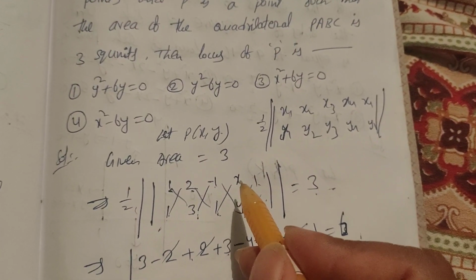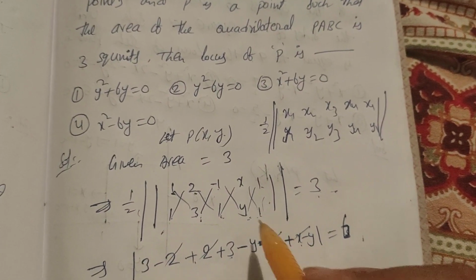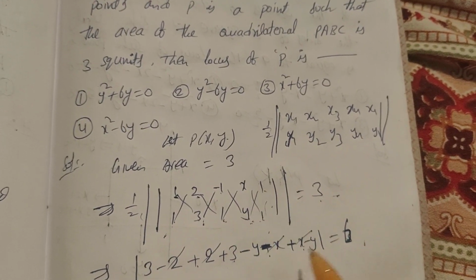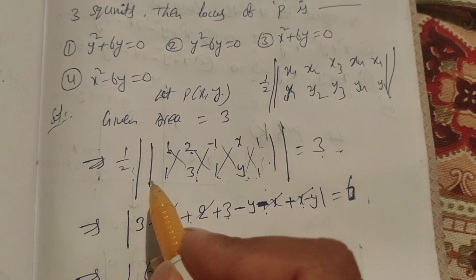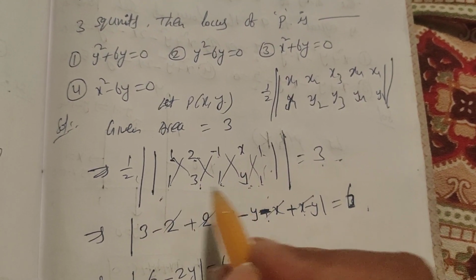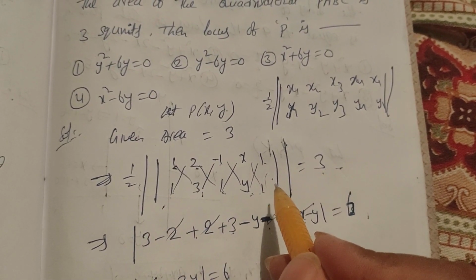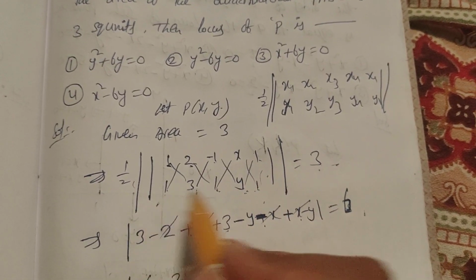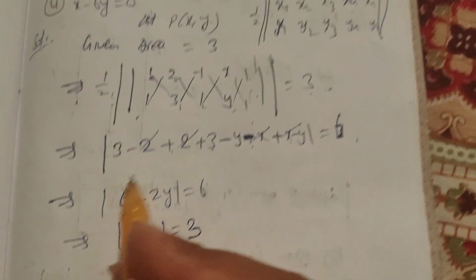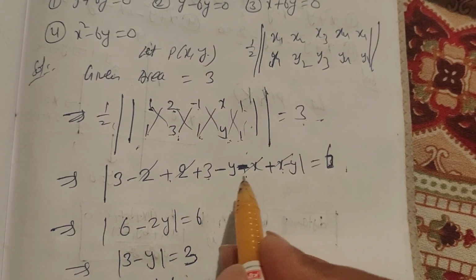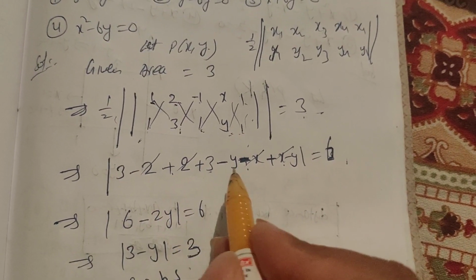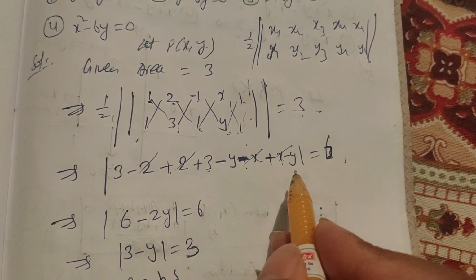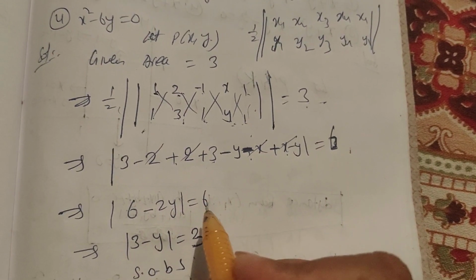Already we know about this one. Next, x into 1, first multiplication, and y into 1, minus y, is equal to this. Transposing 2 to this side, you get 6. So after expanding this form, don't write these lines again. This is the modulus, this is the determinant, you remember. Now here 2 gets cancelled, minus x plus x gets cancelled. So now we have 6 minus 2y, minus y minus y, minus 2y, is equal to 6.